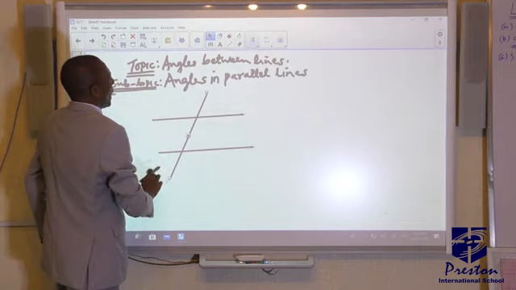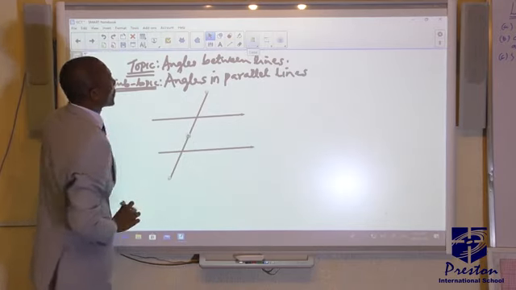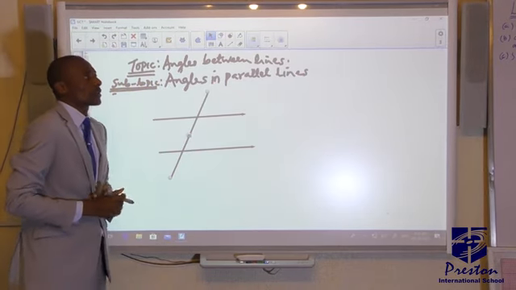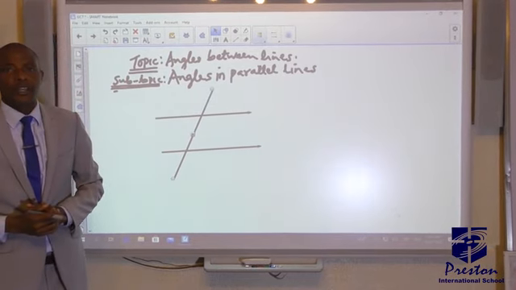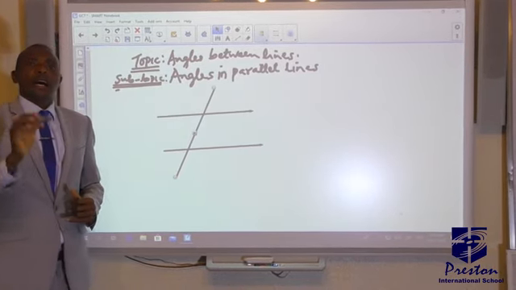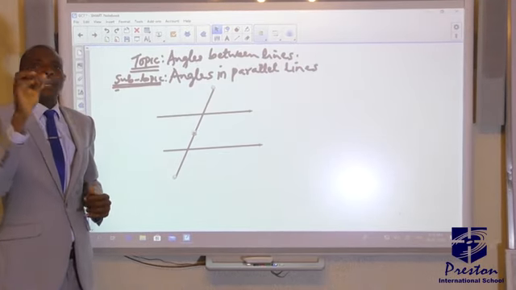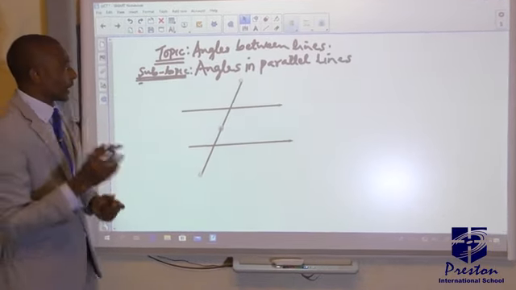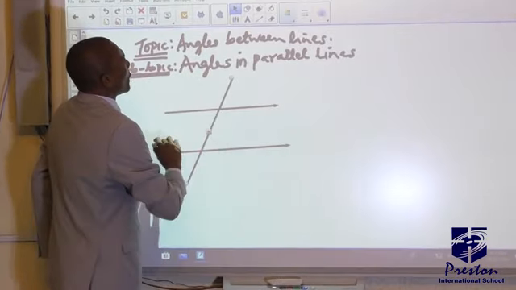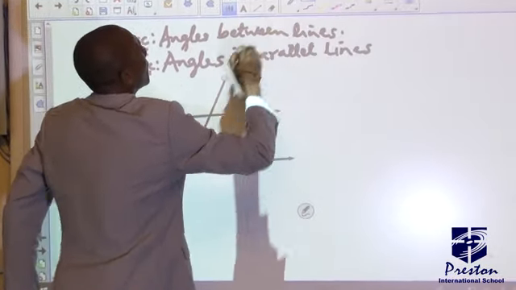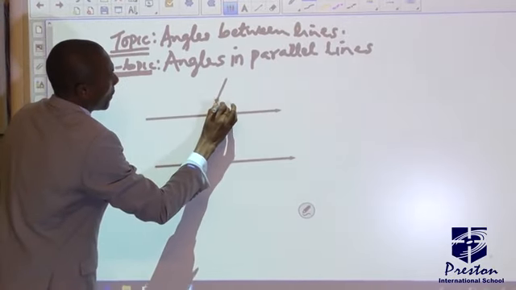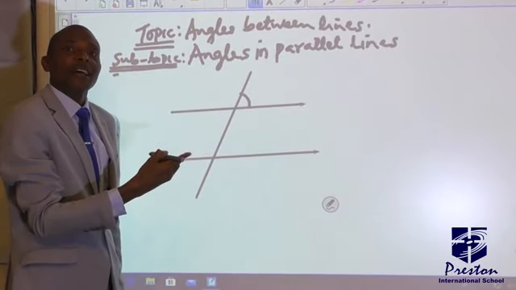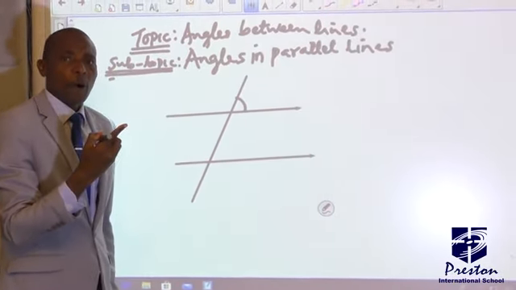Now, having taken care of the transversal, we want to look at what are vertically opposite angles, what are alternate angles, what are corresponding angles. Vertically opposite angles are angles that, when two straight lines cross each other, the two angles facing each other are called vertically opposite angles. Take note, when a transversal cuts two parallel lines, 8 different angles will be formed.